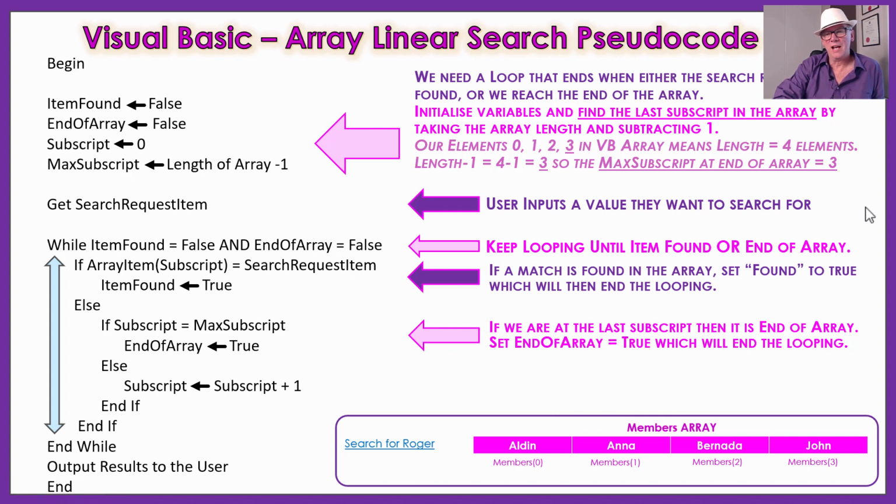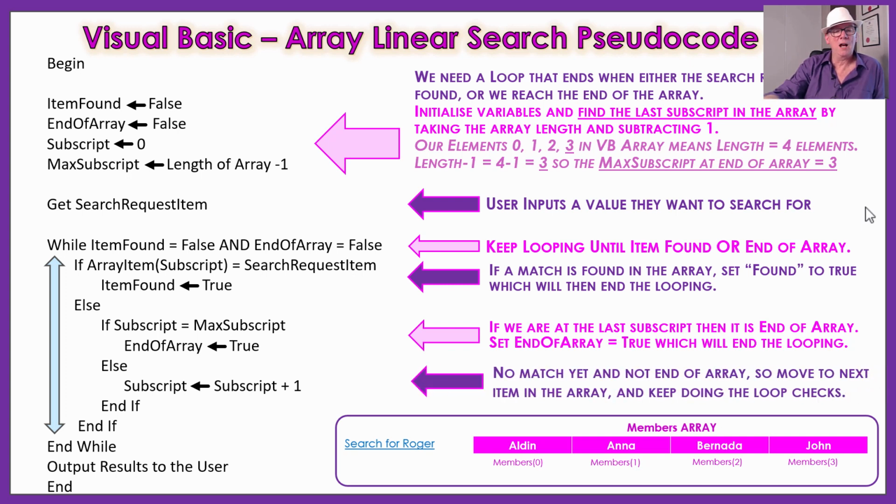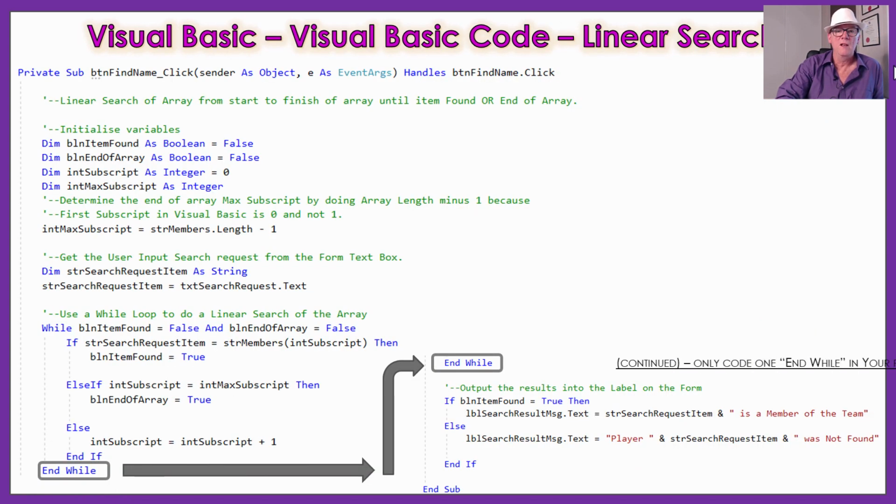All right, if we're at the last subscript, it's end of array, so we set that to true and that will end the looping. Otherwise, just move the subscript along 1. So we were at 0 first time in the loop. Move it along by 1 and just go back and try again. Check, does this next one along, Anna, does that equal the one that they typed in here? Okay, and we just keep going till we've gone all the way through, or we've found the person that we're looking for.